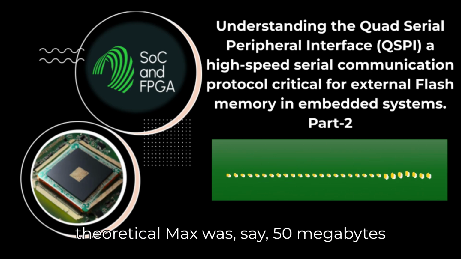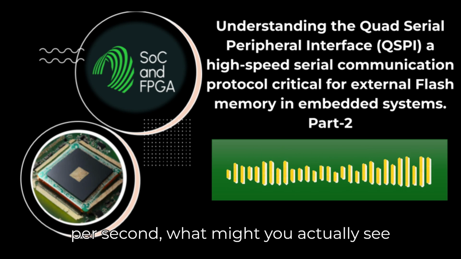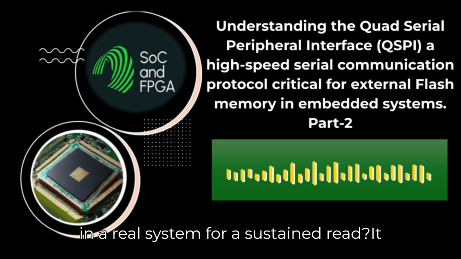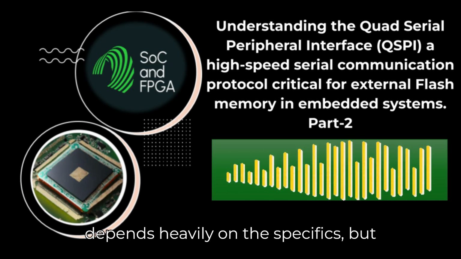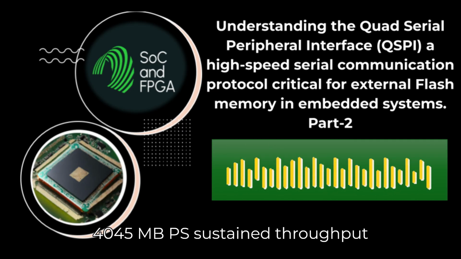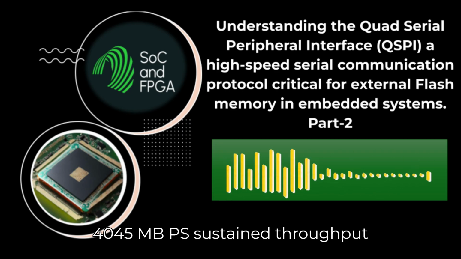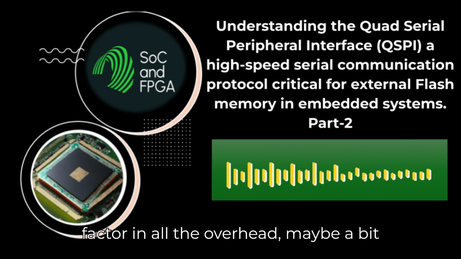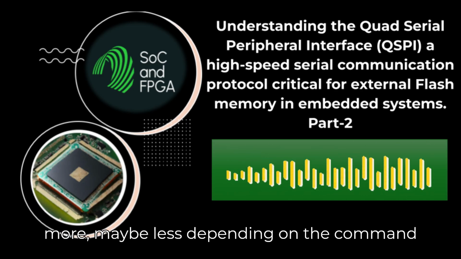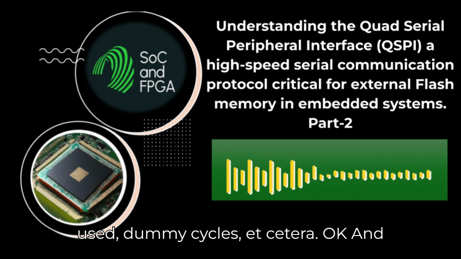So if that theoretical max was, say, 50 megabytes per second, what might you actually see in a real system for a sustained read? It depends heavily on the specifics, but maybe you'd achieve something more like 40, 45 megabytes per second sustained throughput for a large sequential read once you factor in all the overhead. Maybe a bit more, maybe less, depending on the command used, dummy cycles, etc.